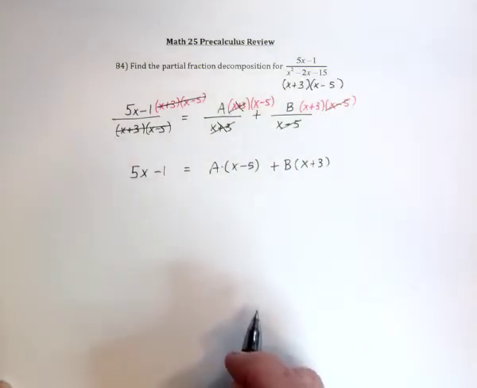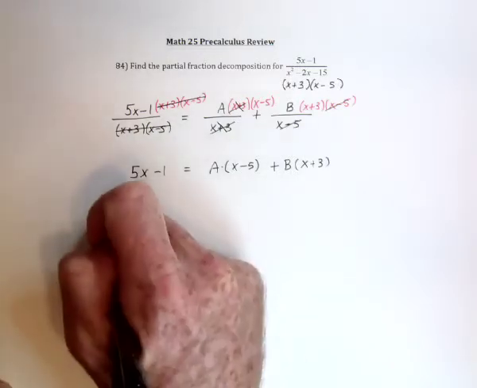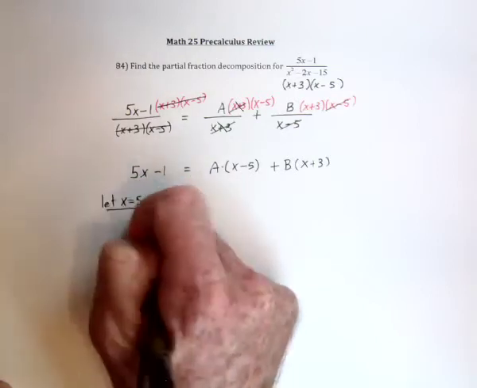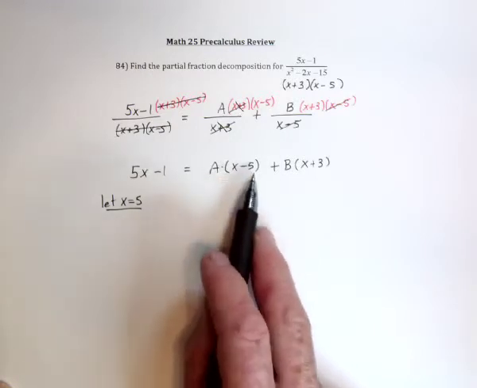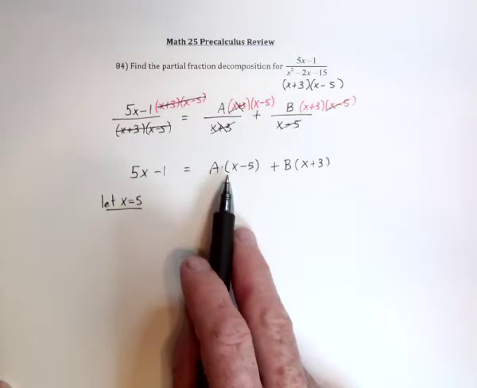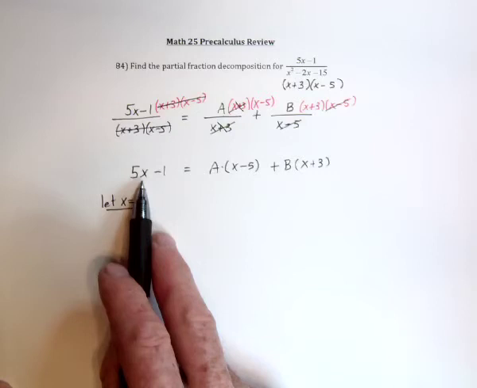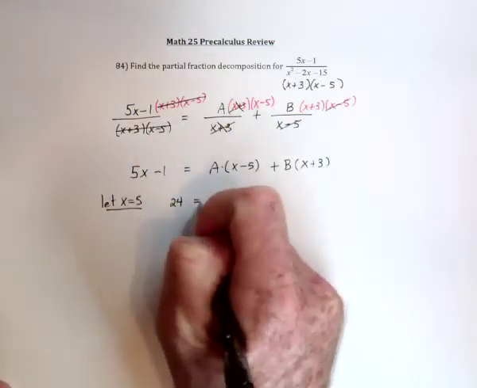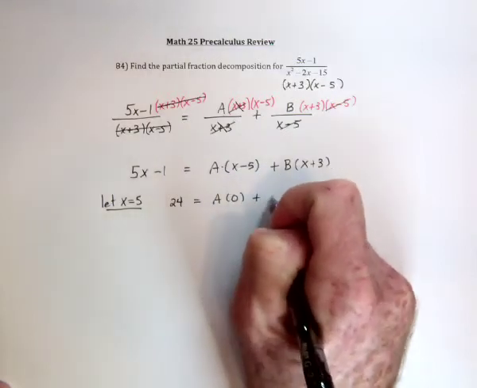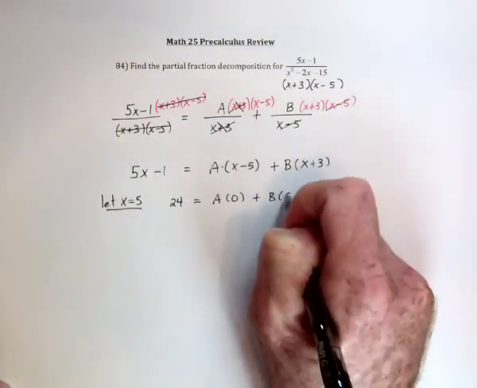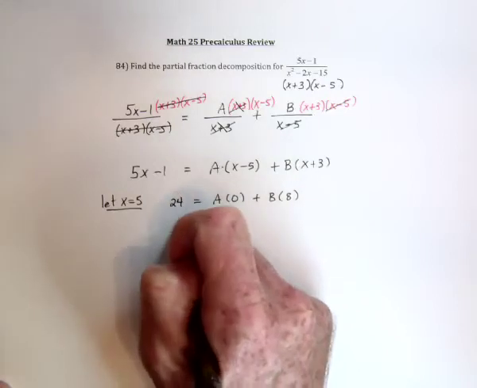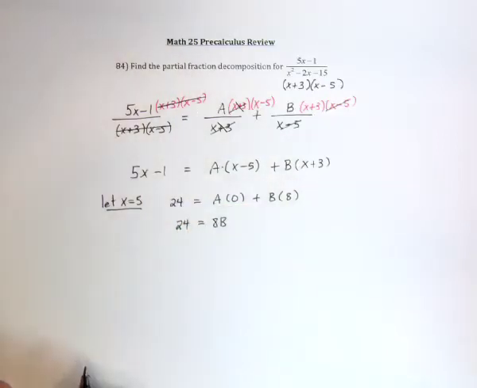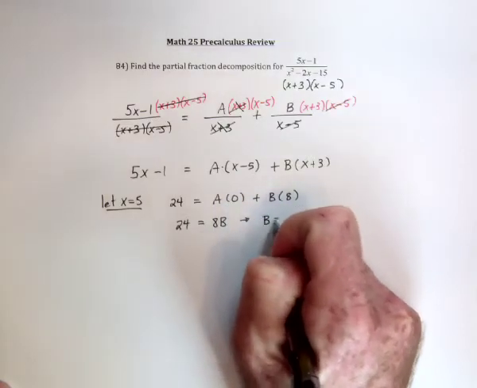Okay, now in order to find out what A and B are, you just plug in numbers for x. So what I could do is say, how about if I let x equal 5? The reason I chose that is because then 5 minus 5 is 0, and it'll wipe out this term completely, making it a little bit simpler for me. So if x is 5, this is going to be 25 minus 1, so that's 24, and then A times 0, and then B times 5 plus 3 is 8. So then we would have 8 times B is equal to 24. So there we have it in two short steps. Turns out that B is equal to 3.